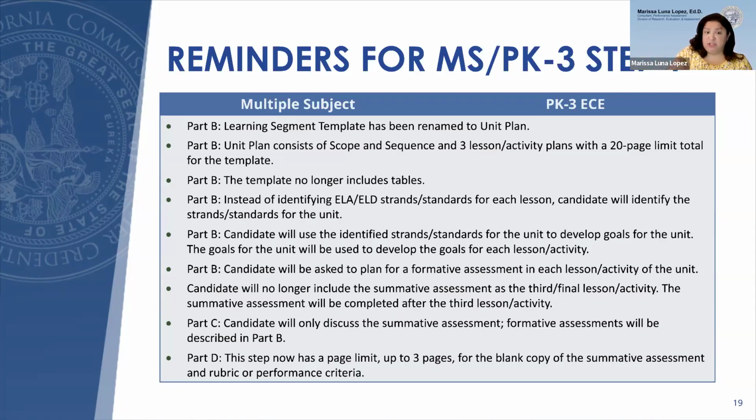The summative assessment is no longer in the 3rd lesson. It's done outside of the 3rd lesson. So we should see lesson 1, lesson 2, lesson 3, or activity 1, activity 2, activity 3, building towards this summative assessment. Right? That's how we're going to see that progression of learning. The candidate does not have to cite standards in each lesson. They cite them once at the beginning. They will then develop goals.